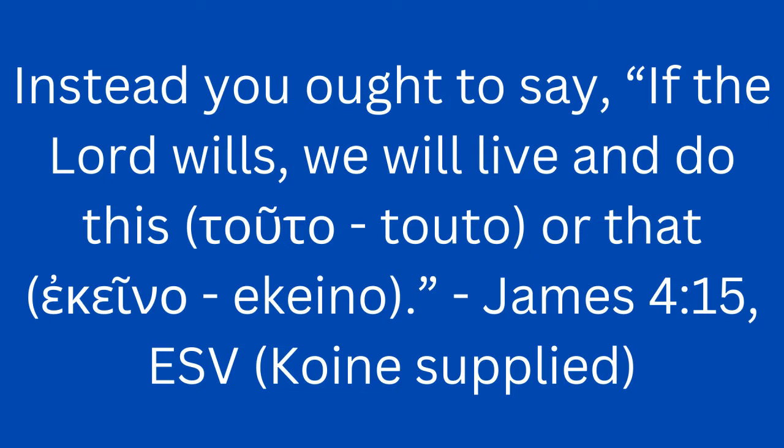So the last example we're going to look at uses both in the same sentence, both near and far, proximity and remoteness. And this is in James chapter 4, verse 15. And James is talking about boasting and pledging. And he says here in verse 15, "Instead, you ought to say, 'If the Lord wills, we will live and do this, touto, or that, ekeino.'"